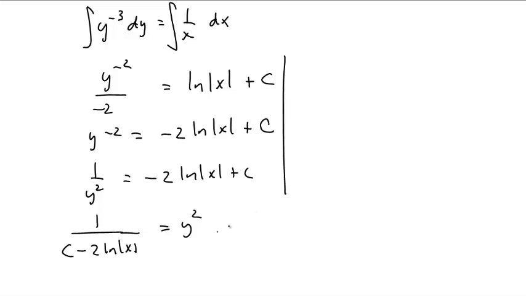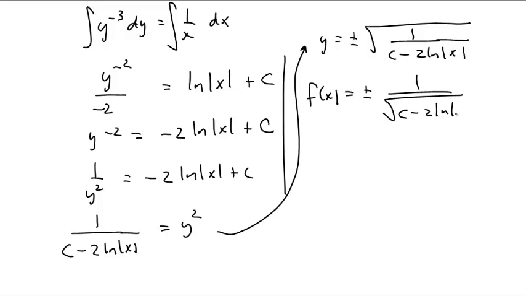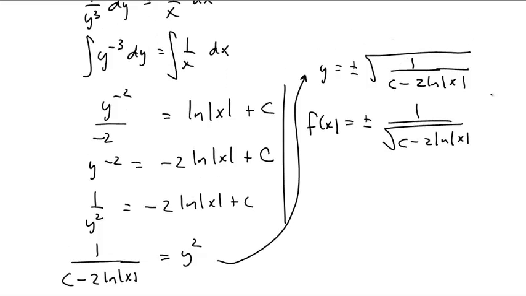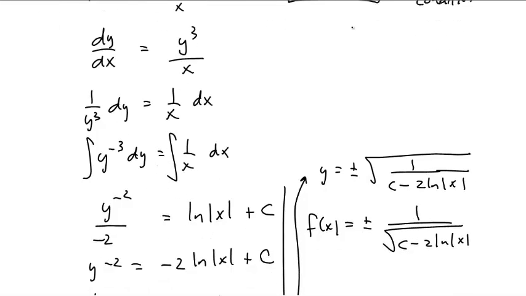I'm going to see if I can get some more room in here and say y is plus or minus the square root of 1 over c minus 2 natural log of absolute value of x. Now this is the most general solution. Why don't I write it in terms of f of x? F of x is plus or minus, well, the square root of 1 is just 1, so I could call it 1 over the square root of c minus 2 natural log of absolute value of x. Well, that's great. That is all the possible things that make that true. But how many of them have f of 1 equals 1/2?